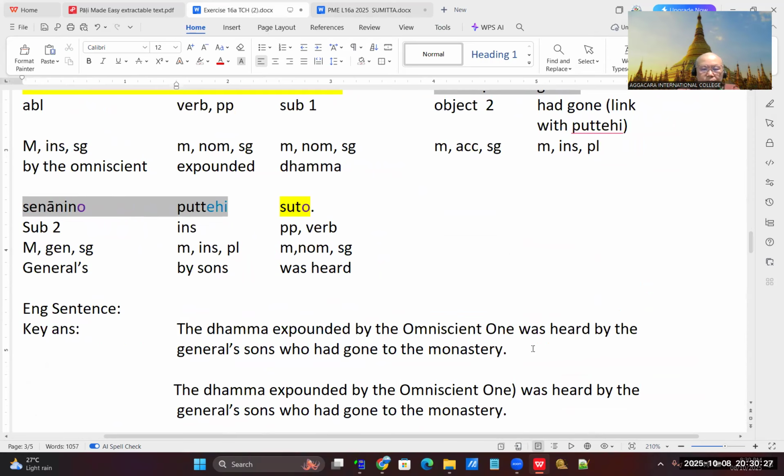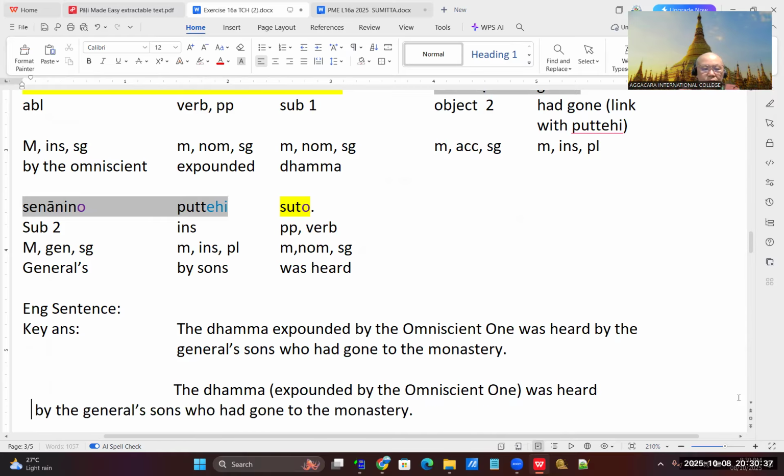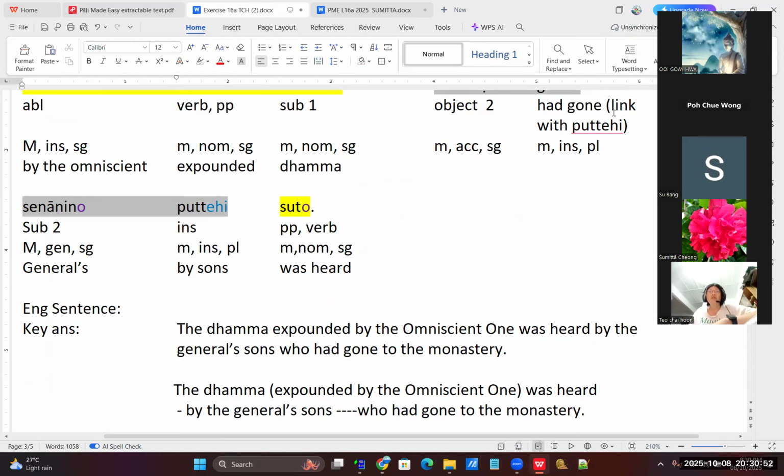The Dhamma expounded like this. The Dhamma expounded by the omniscient one was heard by them like this. Okay, so you can put down there. Like this. The Dhamma expounded by the general was heard by the general's son. Now, what kind of son? Like this. Who went to the monastery. So you all can break the English like this, so easy for you to understand.